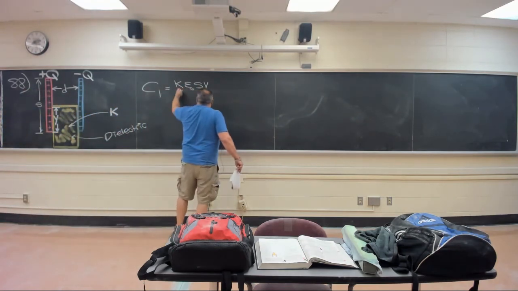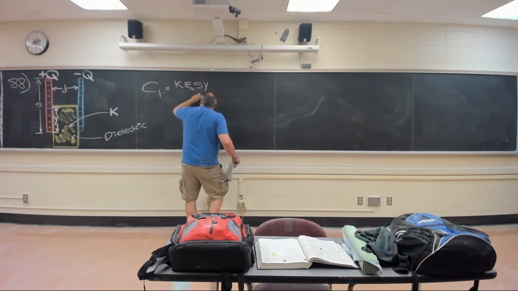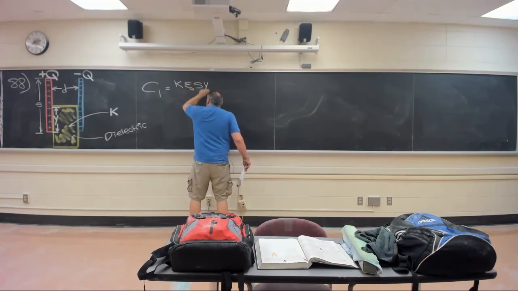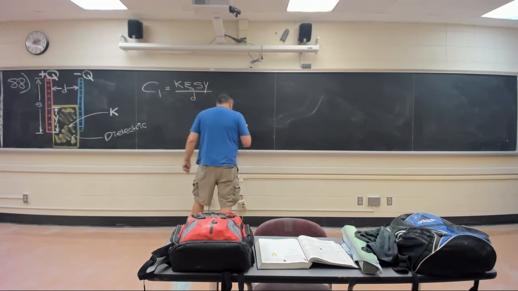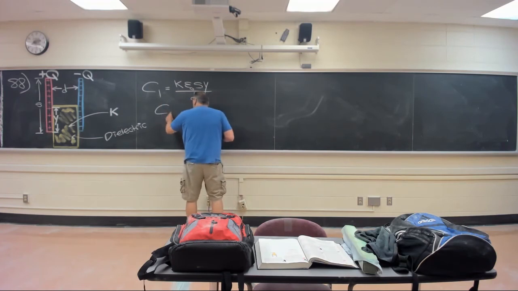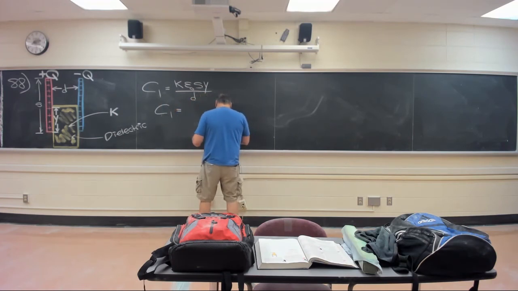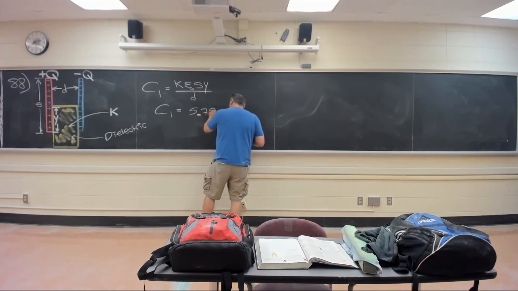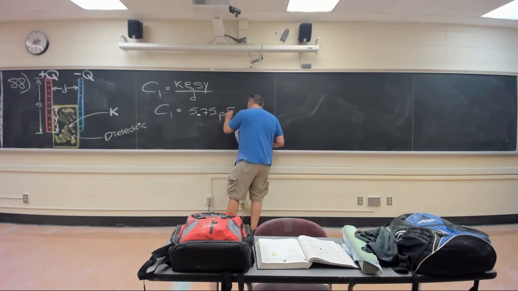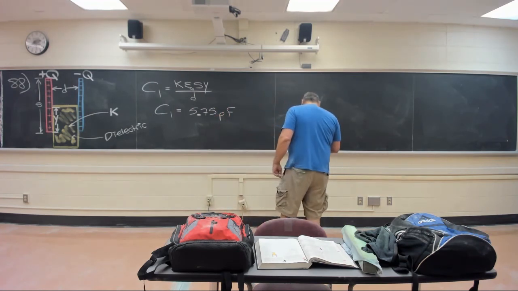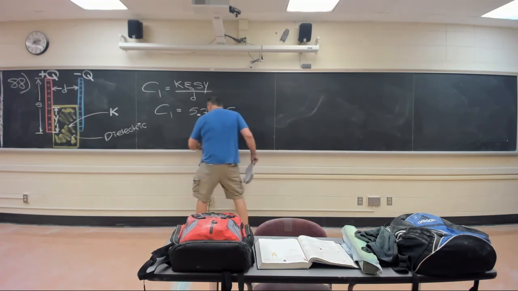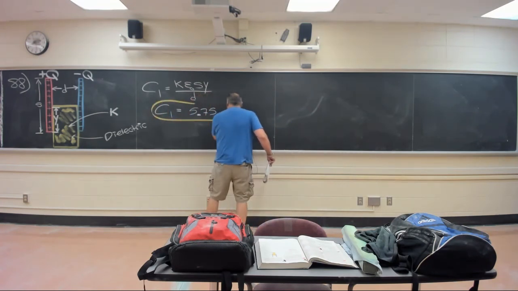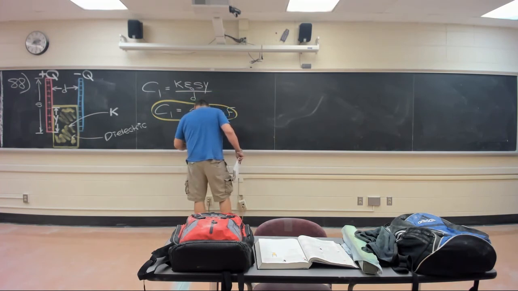Kappa epsilon naught times the area, over D, you've got this. If you plug in all that they've given us, staying with the MKS system of units, you'll get 5.75 picofarads. It's probably a little easier to visualize that way. With C2, you're going to do the same thing.